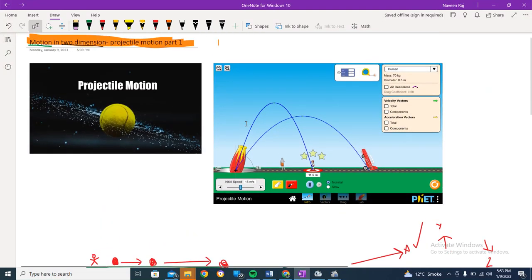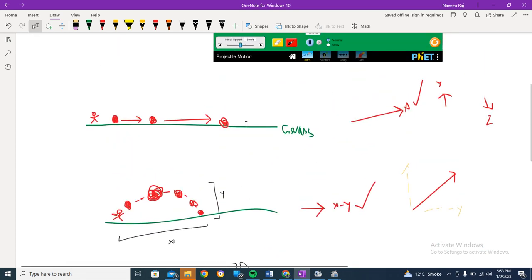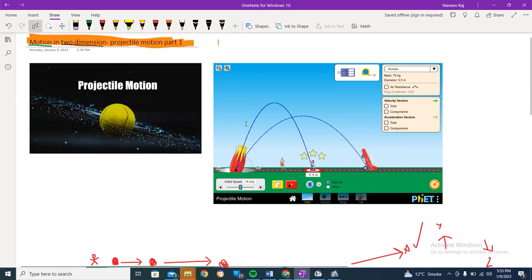In part 1 we discussed a lot of basics about projectile motion, the motion in two dimensions, and this is part 2. I'm just changing the name here from part 1 to part 2. So welcome back to part 2. In today's video we're discussing projectile motion in detail.